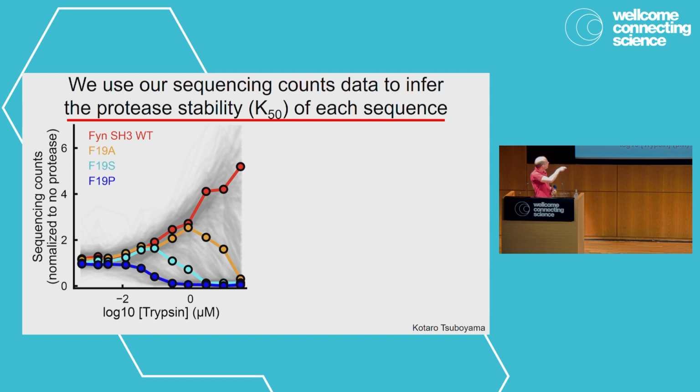And so this red sequence up here is one of the most stable sequences. This is the wild type of this Fin SH3 domain. But it's still actually not getting enriched as fast as the fastest stuff, which I guess are stabilized variants of this domain.